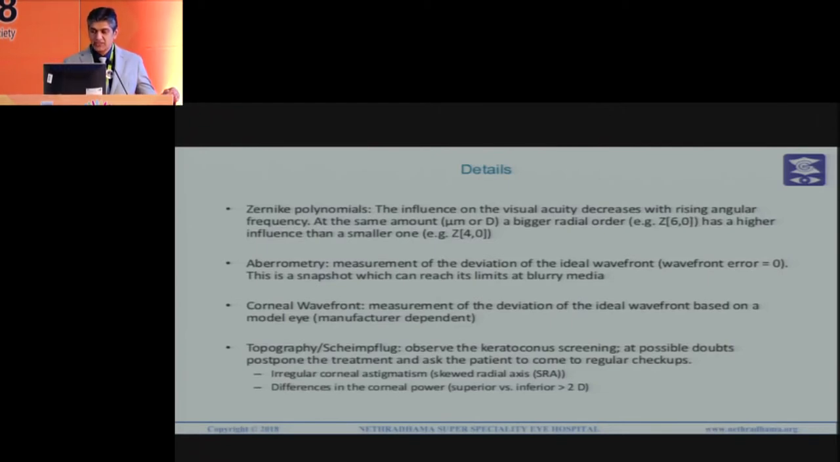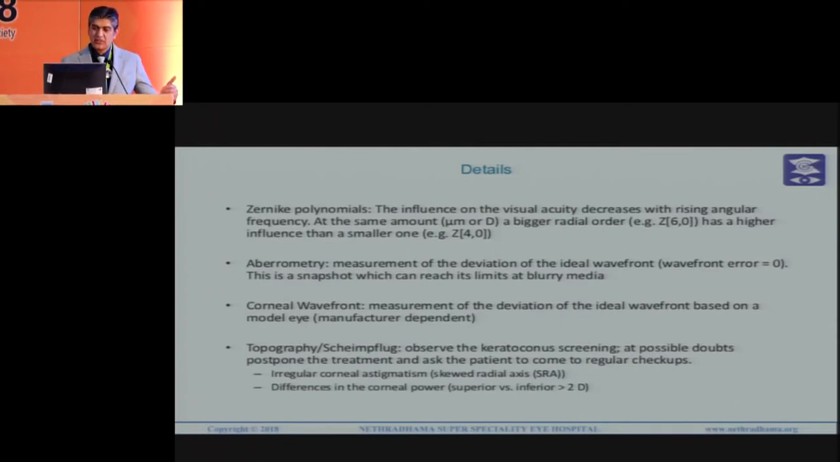The ideal wavefront error is 0, and this you can have an idea as to generally the blurriness in the media. The corneal wavefront specifically measures the deviation from an ideal wavefront based on a model eye, which is manufacturer dependent.